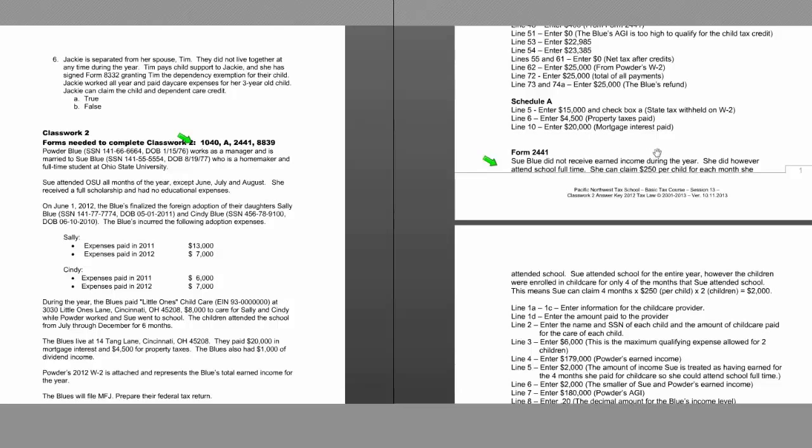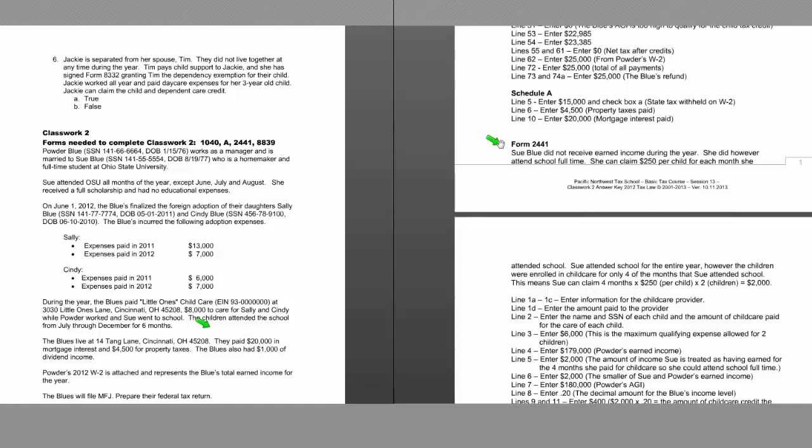And the way the calculation works is she can claim $250 per child for each month she attended school, and of course, while those children were in daycare. Sue attended school for the entire year. However, the children were enrolled in child care for only 4 of the months that Sue attended school. This means that Sue can claim 4 months times $250 per child times 2 children for a total cost of $2,000. Let's take a look now at preparation of Form 2441 for the Blues.